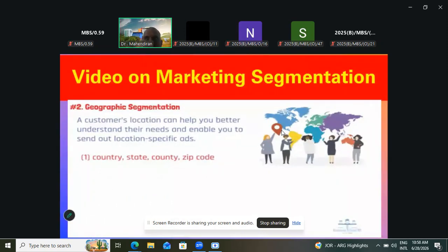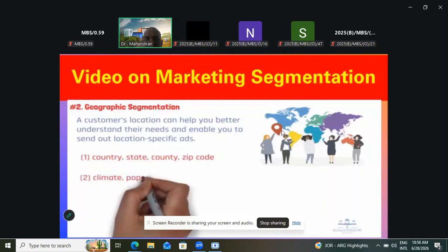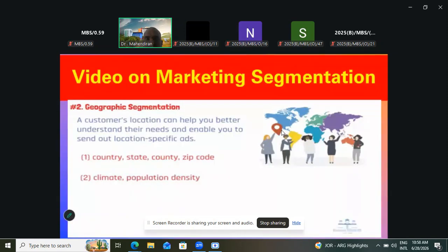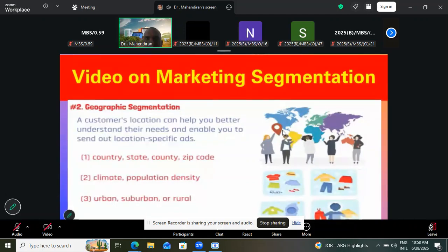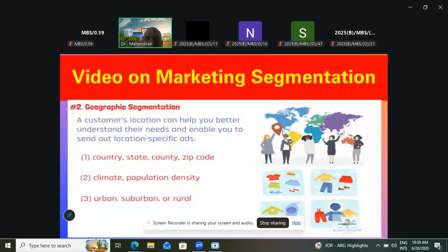You can also identify consumers based on the characteristics of the area they live in, such as its climate, the population density, and whether it's urban, suburban, or rural. For instance, a clothing company will show ads featuring warmer clothing to people living in cooler climates and show the opposite to people living in warmer climates.